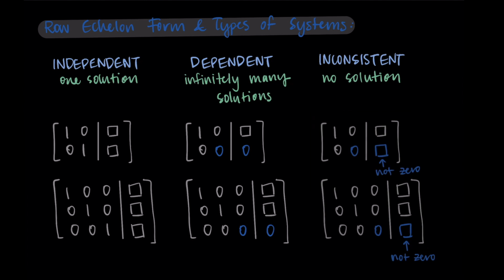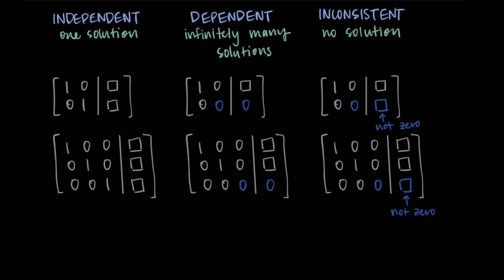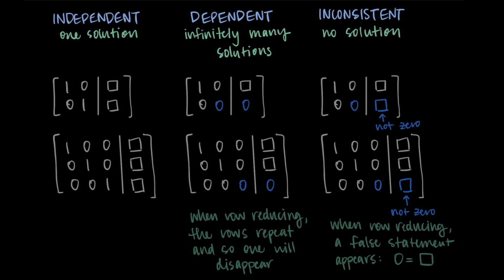Then for inconsistent systems, what will happen is you'll have a row where on the left-hand side, everything becomes 0, but on the right-hand side, you're left with a value. So you're ending up with a statement like 0 equals something that isn't 0. So you'll have zeros on one side and something not 0 on the right-hand side of that vertical line. Basically, when you're row reducing, a false statement appears. So you end up with something like 0 equals something not 0. This tells you that there's something wrong with this system and it is inconsistent, so there is no solution.